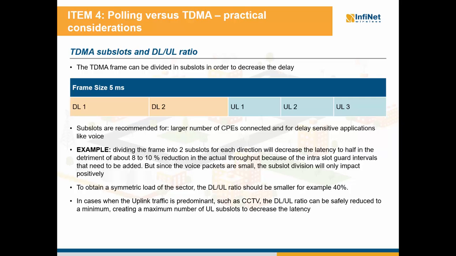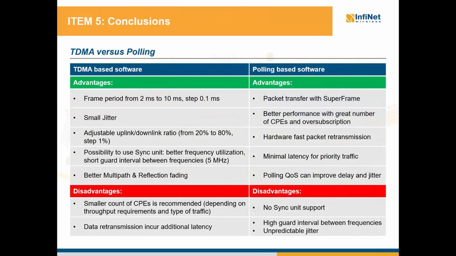And in the last part of our webinar today, we have a comparison between the TDMA-based software and the polling-based software, which summarizes the advantages and disadvantages of each firmware. We have smaller jitter in TDMA, but in polling we have lower latency for prioritized traffic.